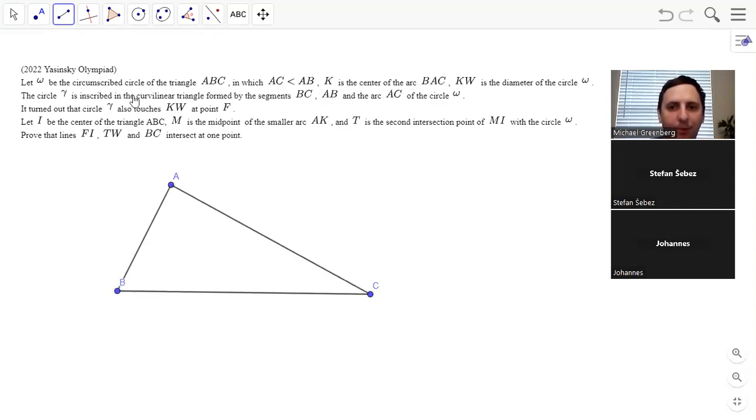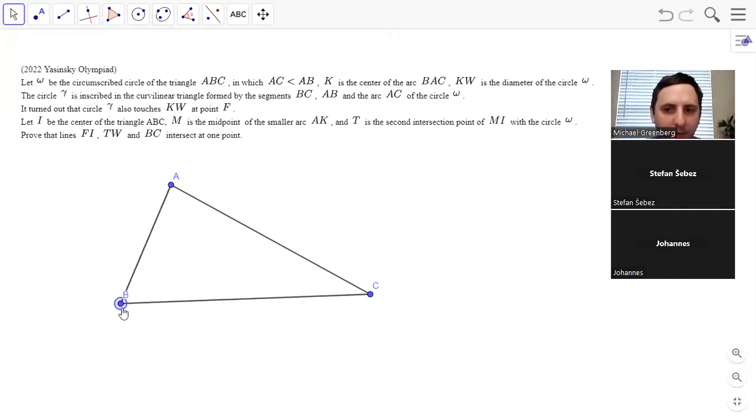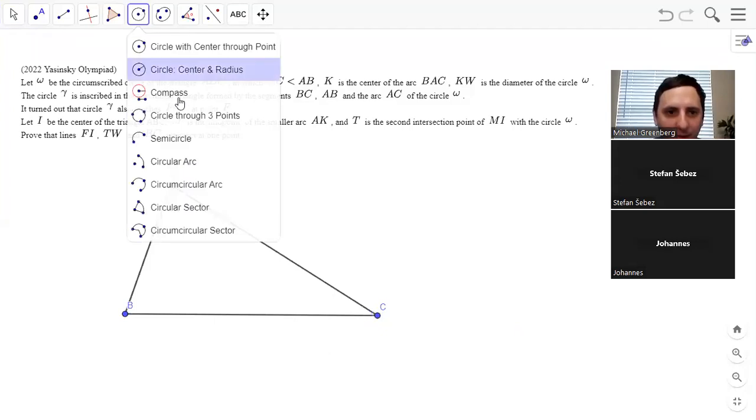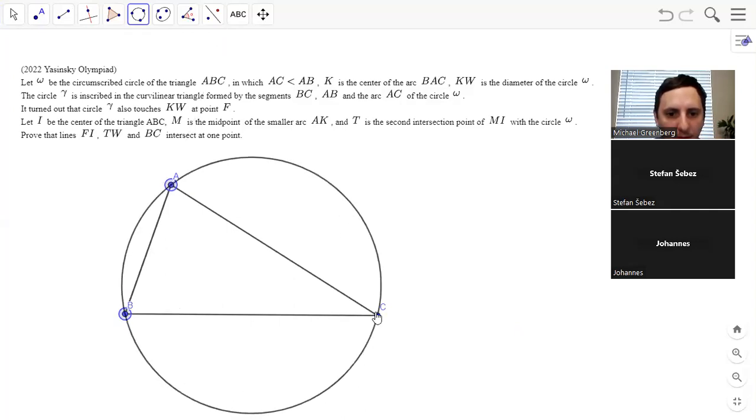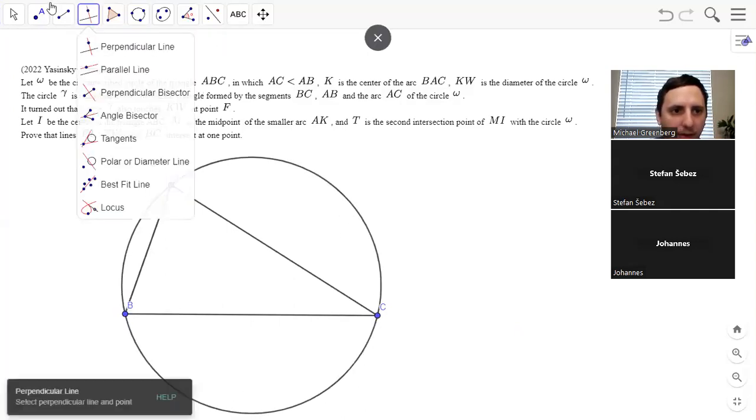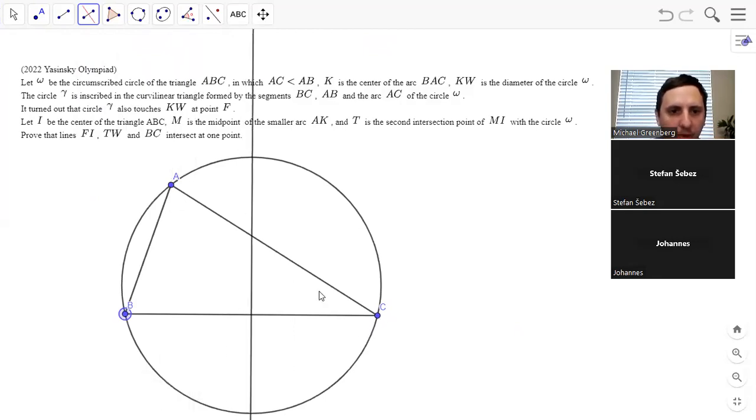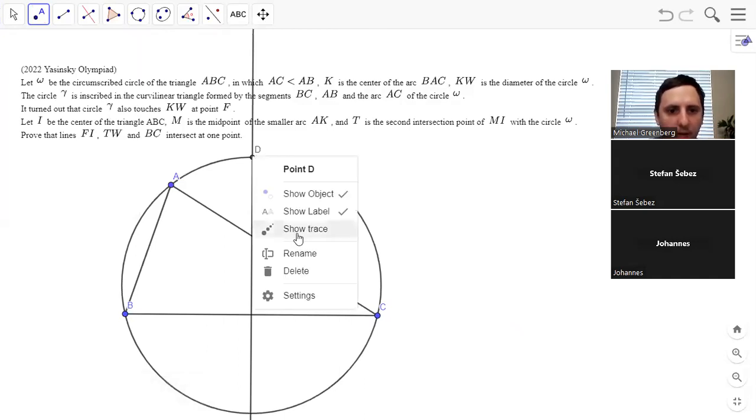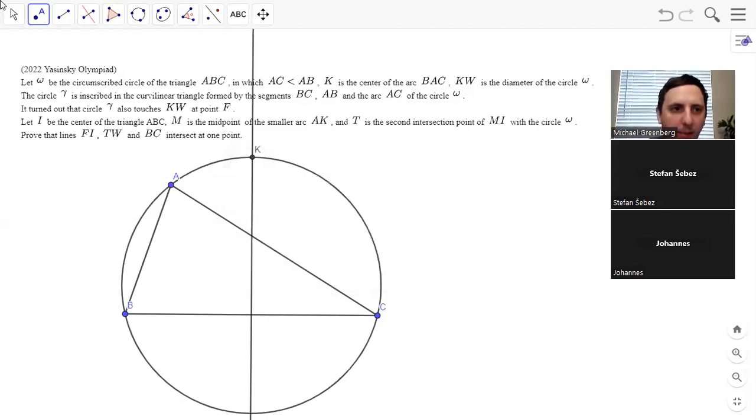All right. So I'll continue on to this problem. This is from a competition actually. I chose this problem because someone on my channel posted that they created this problem and they wanted me to try to solve it. So I will see what I can do. So K is the center of arc BAC and KW is the diameter. So this is K. AC is supposed to be less than AB.